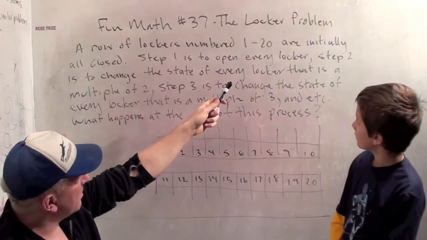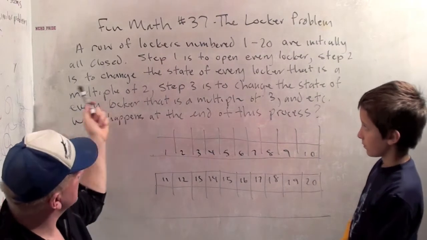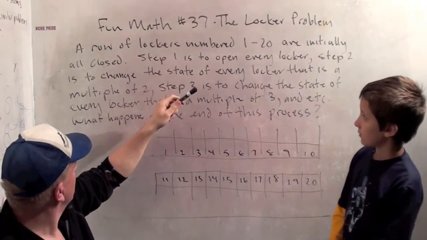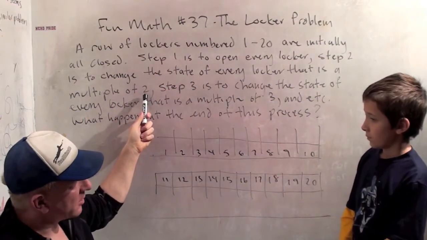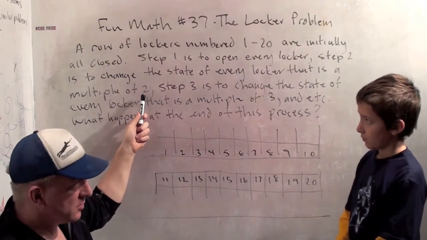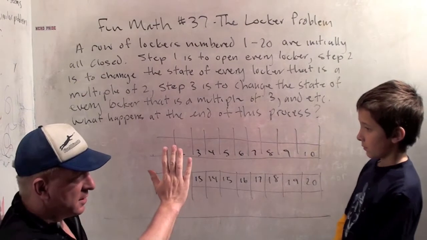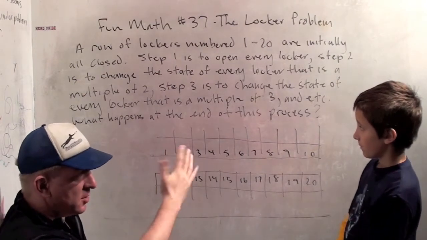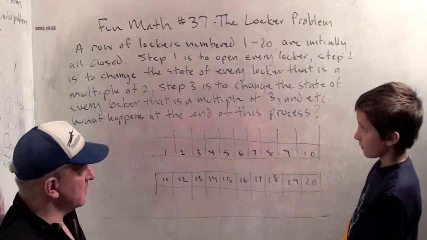Step 1 is to open every locker. Step 2 is to change the state of every locker that is a multiple of 2. In other words, if it's closed, you open it, and if it's open, you close it. You know what I mean?